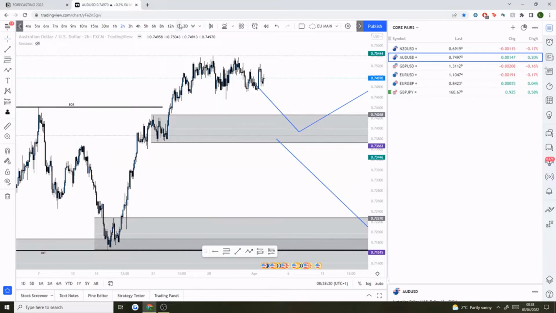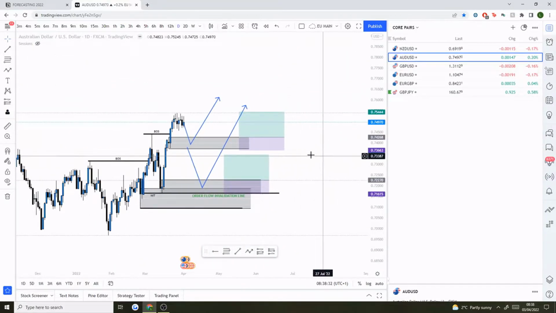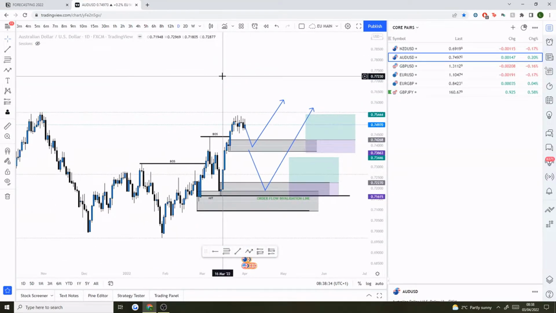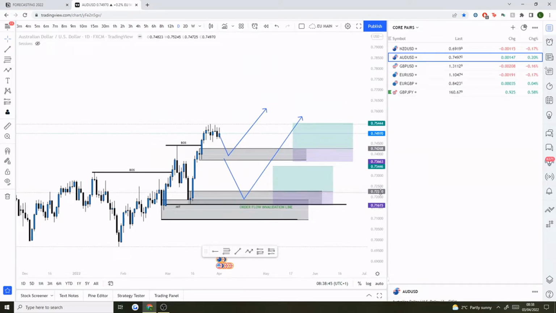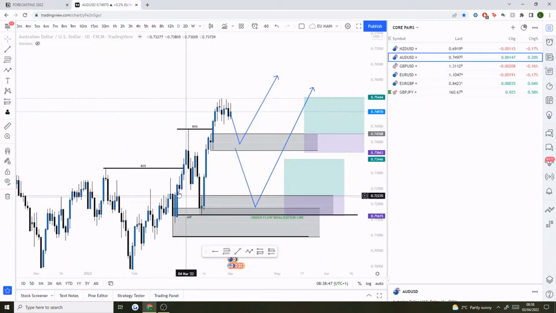Alright, AUD/USD. Starting from the daily, it's very similar again to what it was last week. We had a break of structure 1, break of structure 2. So we know we're in a confirmed bullish trend and a clear bullish bias now on AUD/USD. So the question is just where to follow this bullish bias from.